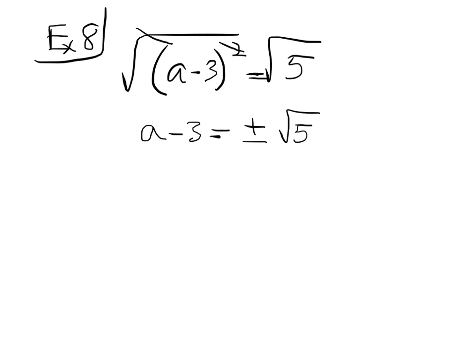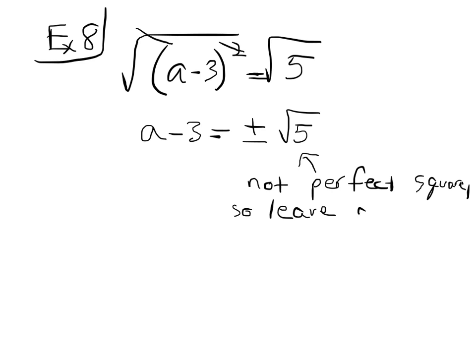Now, I don't know the square root of 5. It's not a perfect square, so let's put a note here: not perfect square, so leave as radical. Most of the time on tests and on the ACT, if it's not a perfect square, you're going to leave it as a radical.